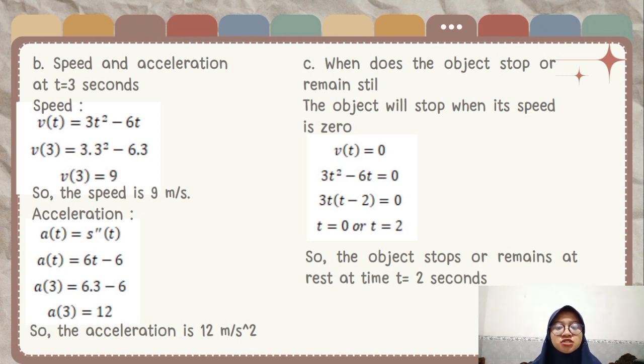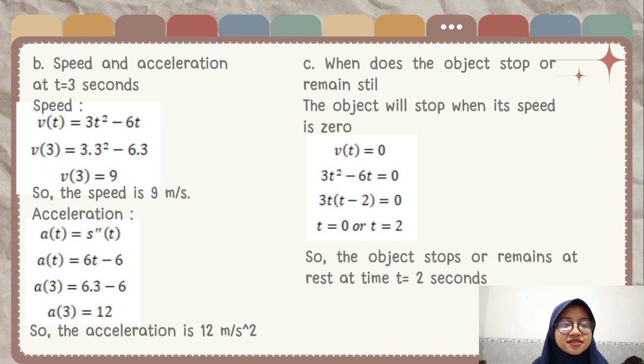And then, we should know the acceleration. a(t) = s''(t) = 6t - 6. So we substitute t = 3 and we get a(3) = 6 times 3 - 6 = 12. So the acceleration is 12 meters per second squared.